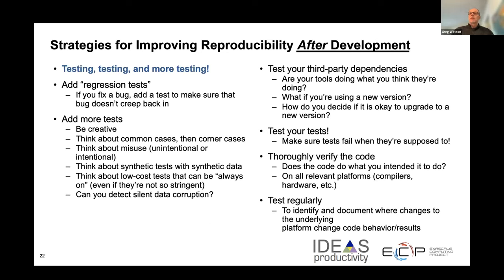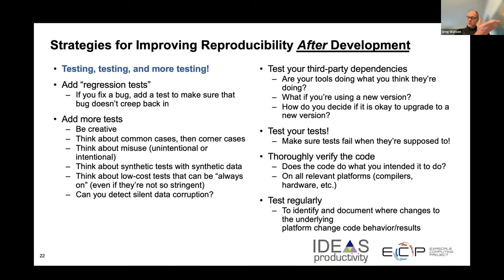After the development has taken place, then really it's testing, testing, and more testing. There's many different types of tests. There's regression tests, for example, which help you identify bugs that might creep back in, or new bugs that may be introduced into the code. You can think about different types of tests that you might be able to do, such as corner cases, intentional or unintentional misuses of the code, and other strategies, really to try and do as much testing as possible.